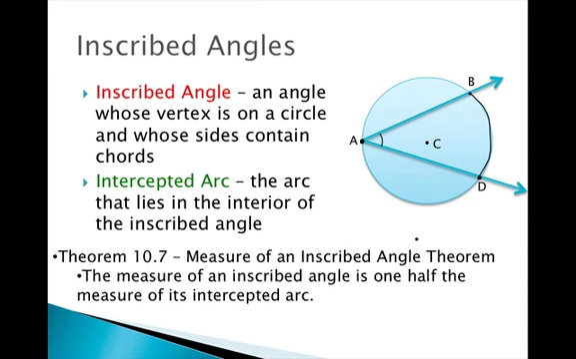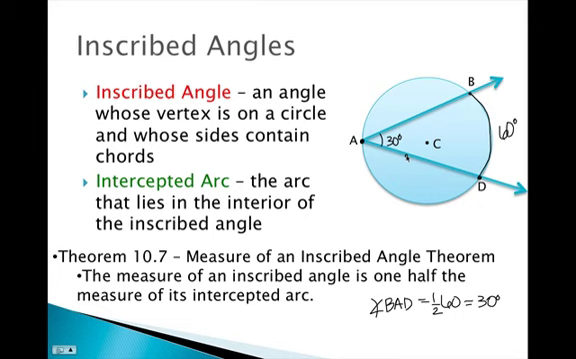So we have a theorem, of course, about all of this. Theorem 10.7 states that the measure of an inscribed angle is 1/2 the measure of the intercepted arc. So for example, if we happen to know that this arc right here has a measure of 60 degrees, then the measure of angle BAD would equal 1/2 of that. So 1/2 of 60 degrees, which is 30 degrees. So this angle right here is 30 degrees.